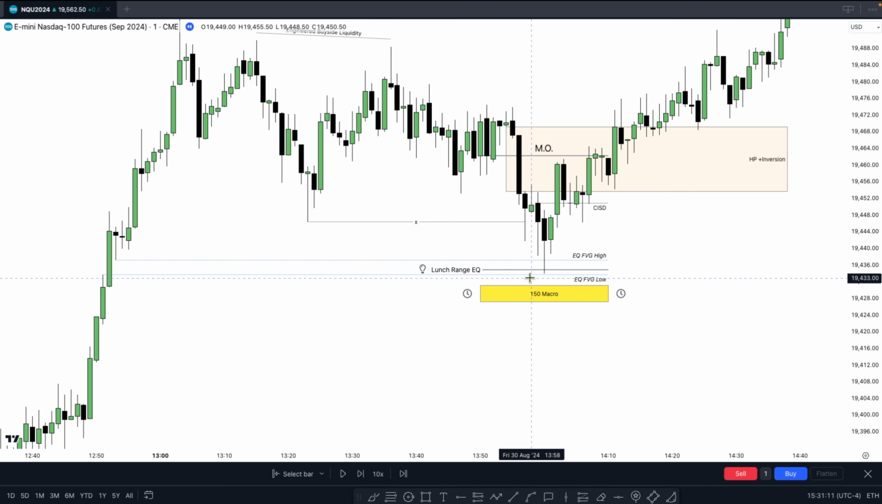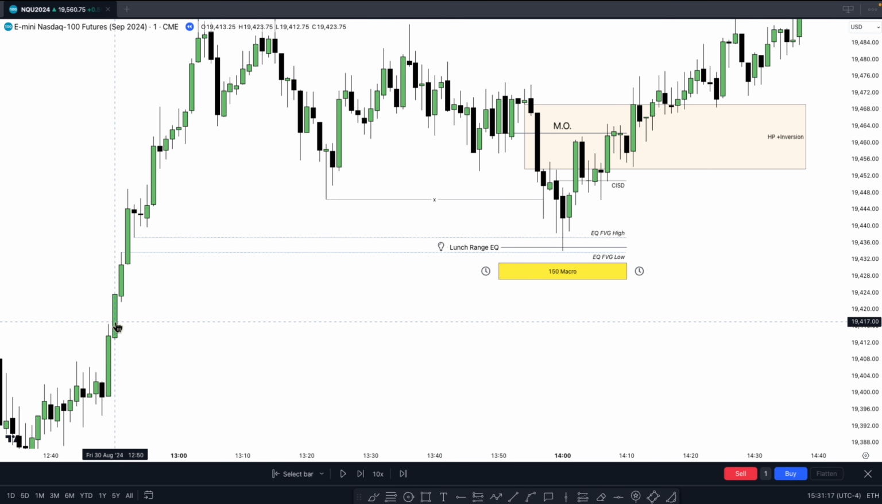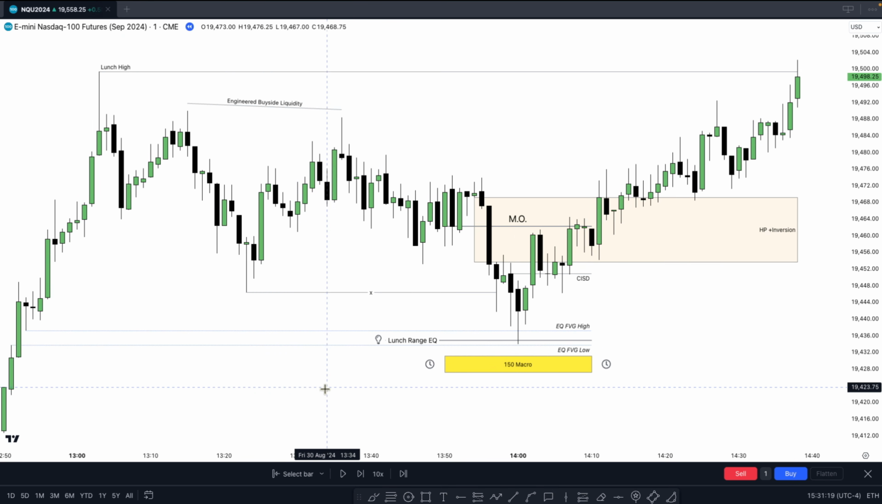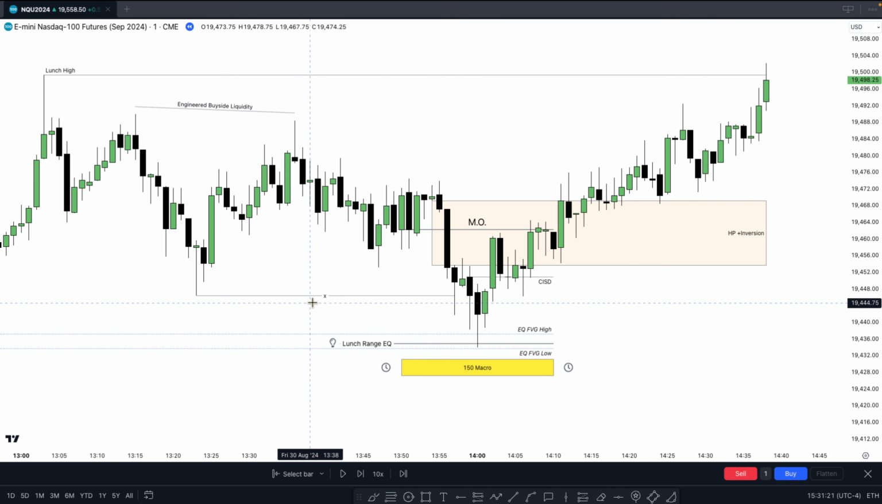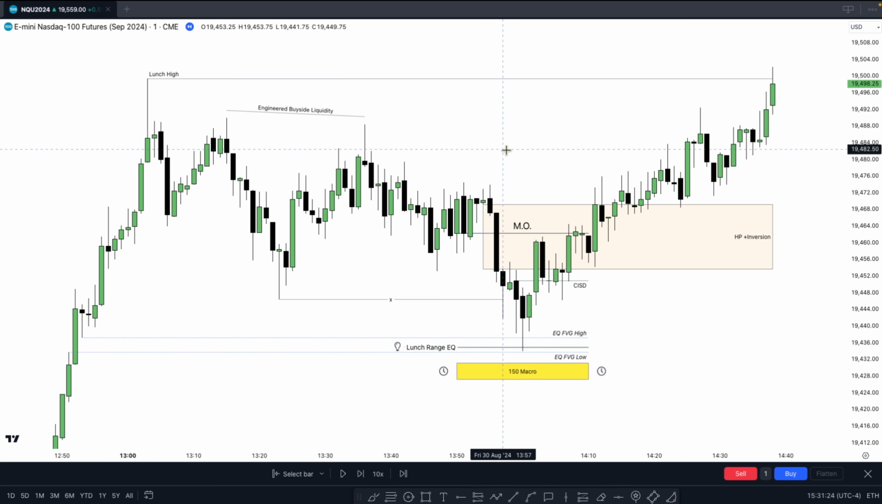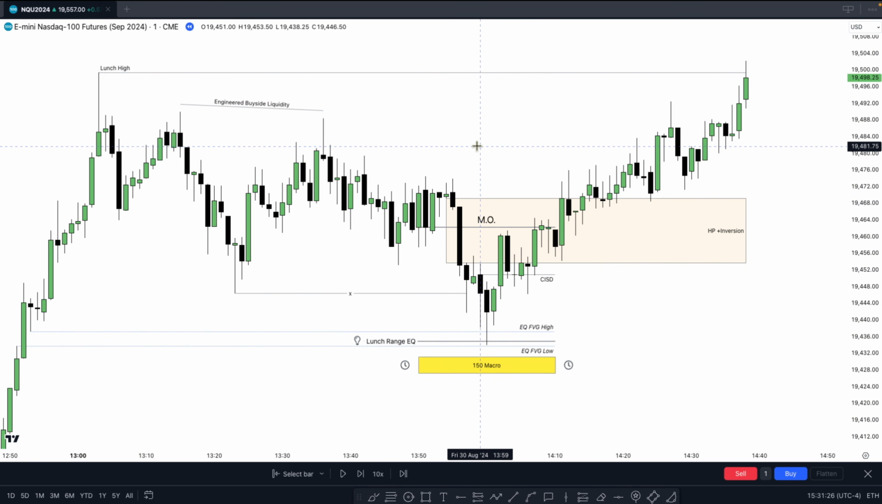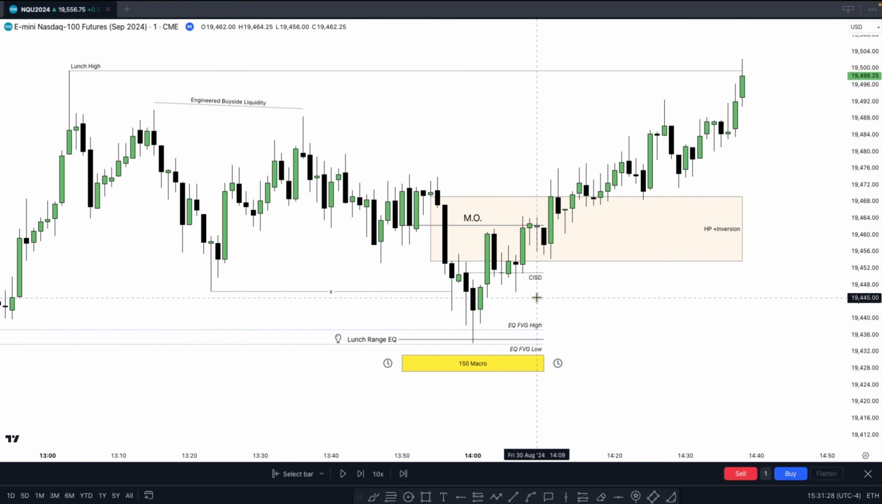Okay, so I want to see this equilibrium fair value gap support price on a closing basis, and we see that does occur here. I want to see these BISIs remain untouched. And then what do I want to see? The manipulation has taken place, right? Engineer buy side liquidity is left. Okay, we're in the macro window. And where are we in relation to that macro window? We're below macro opening price. So we're seeing macro power of 3, macro KRP, key reference point.